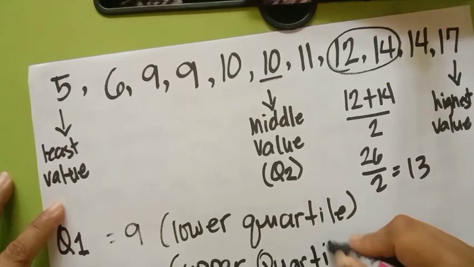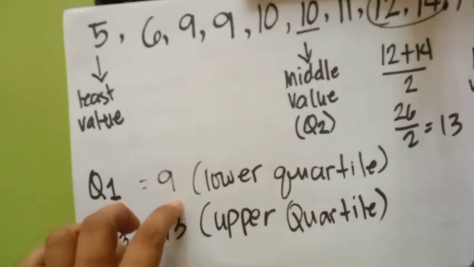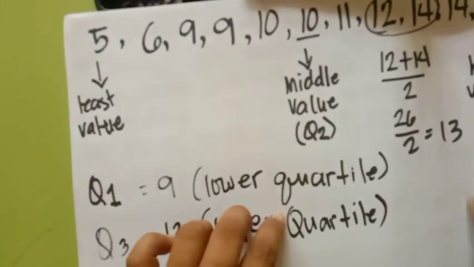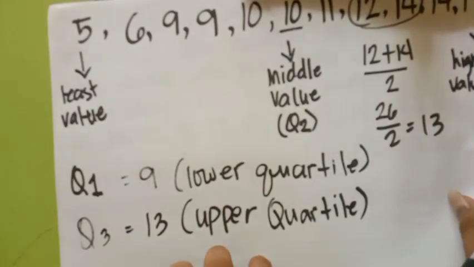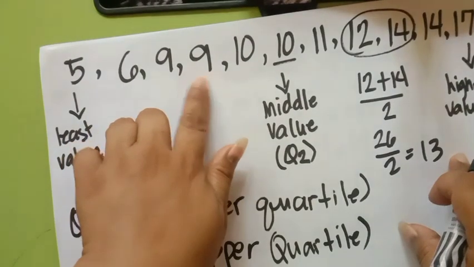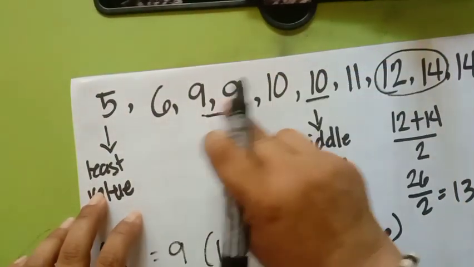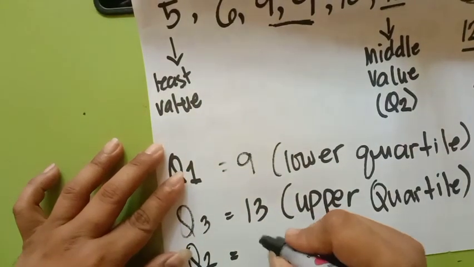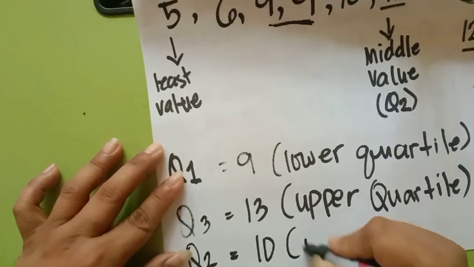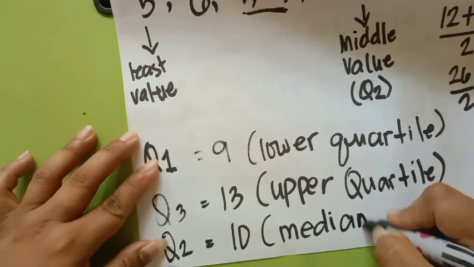Yan. So, nakuha na natin ang Q1. Q1 is equal to 9, that is our lower quartile. And then, ang Q3 naman natin is 13. That is our upper quartile. Kanina, hindi na tayo nag-add and divide dito kasi parehong 9 yung nasa gitna. So, isa na yun, 9. So, ano naman yung Q2? Kahit hindi sinabing kunin, ilagay na rin natin. So, ang Q2 natin is equal to 10. This is the median. Okay?